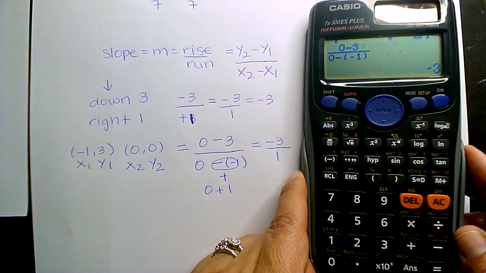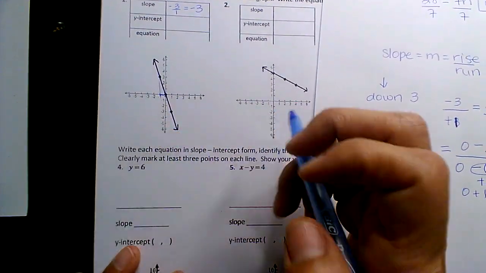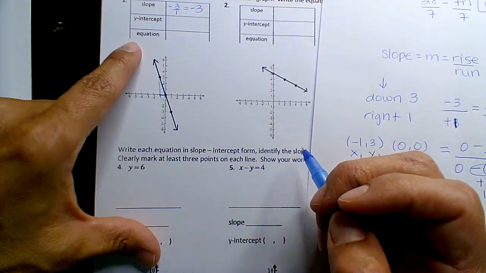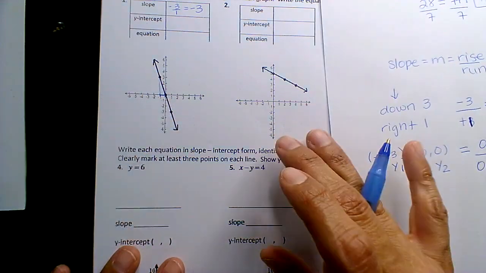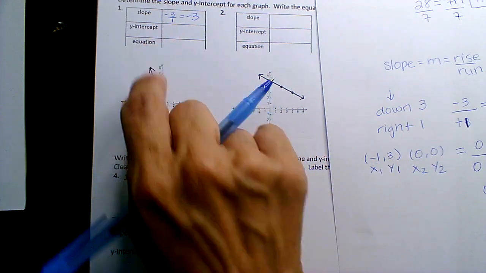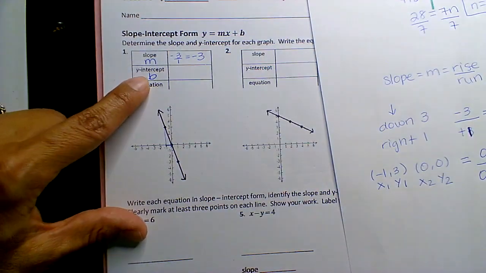Yeah? But you probably did it really quickly. Okay, and obviously the slope is negative because it's a falling line. It's decreasing. All right, what's the y-intercept? Remember, slope is m, y-intercept is b.